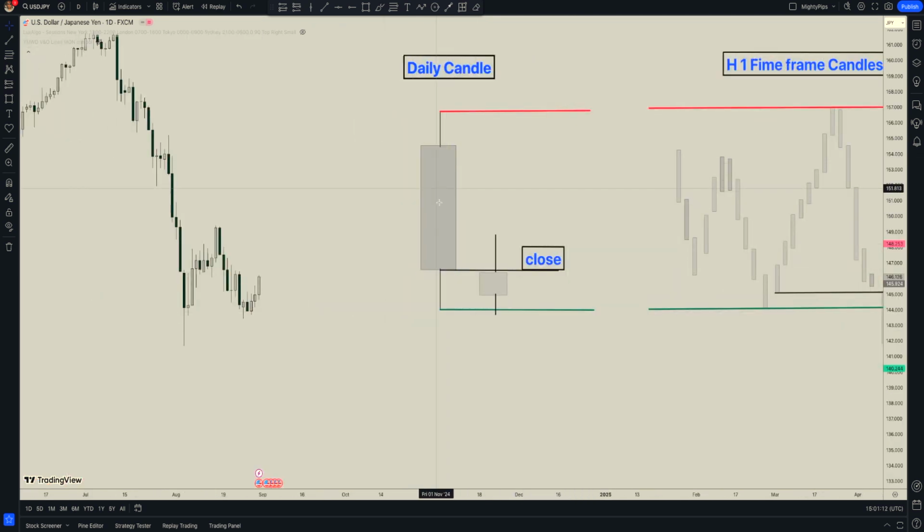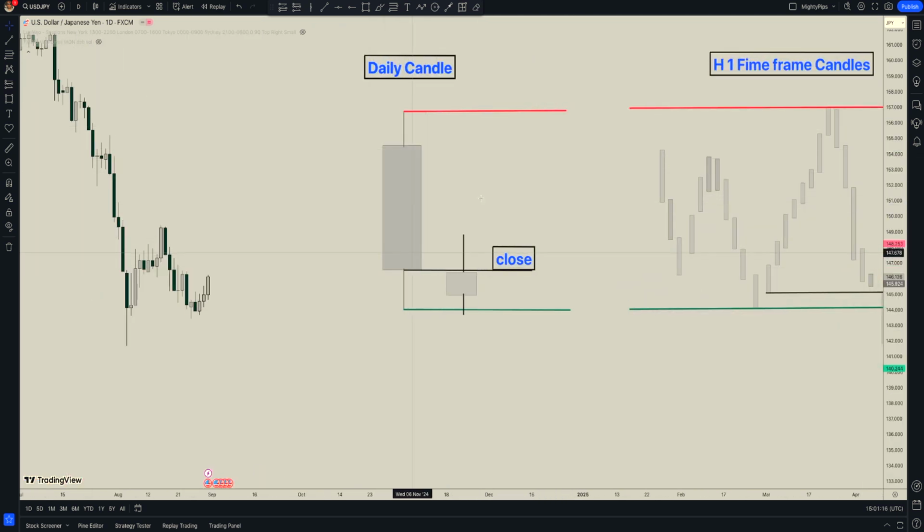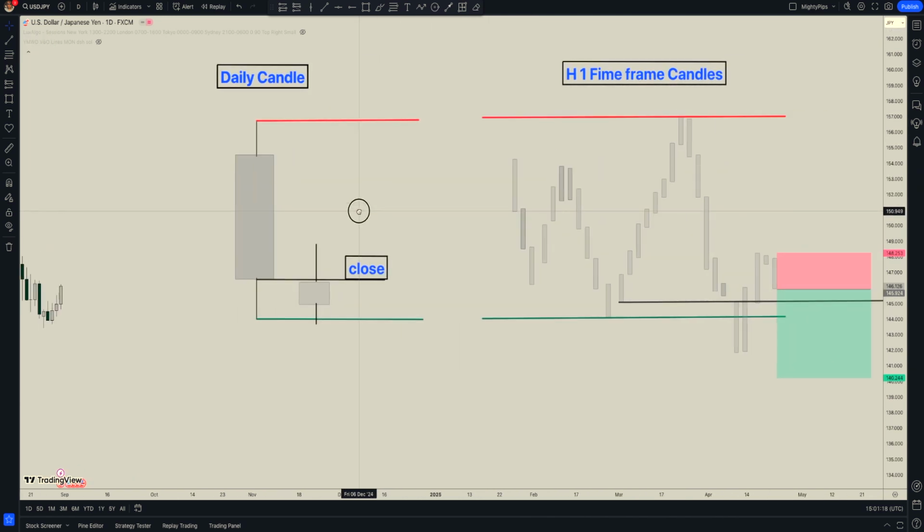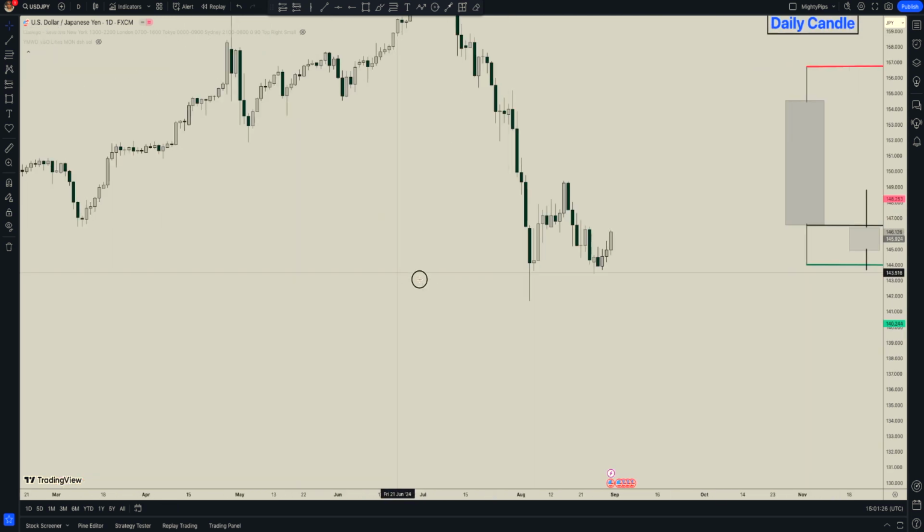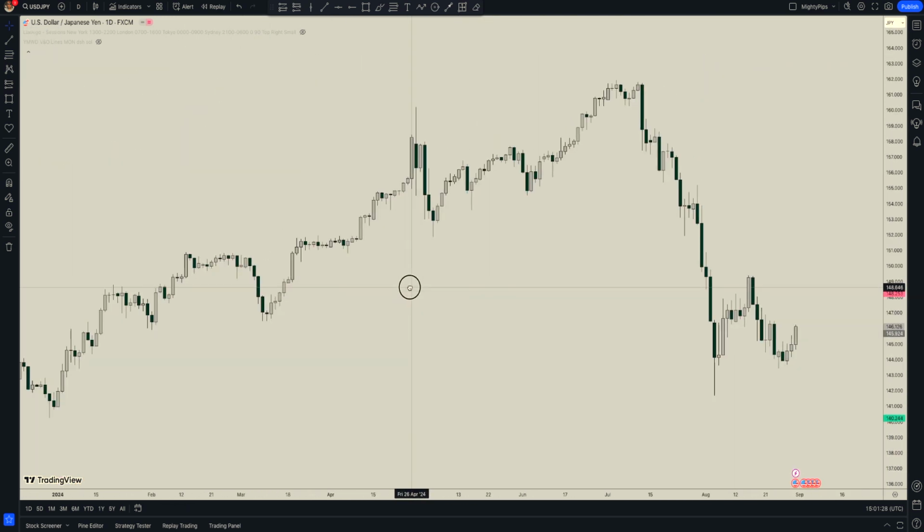Remember that this candle creates structure on the lower time frames. It has internal structure on lower time frames, as you can see here. So we're going to be looking for entries on the lower time frames. Let's go now onto the charts and I can show you this on a real chart.